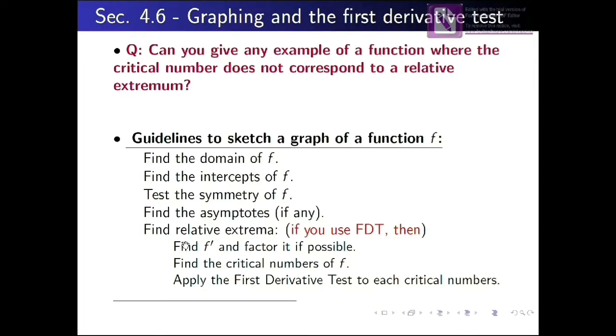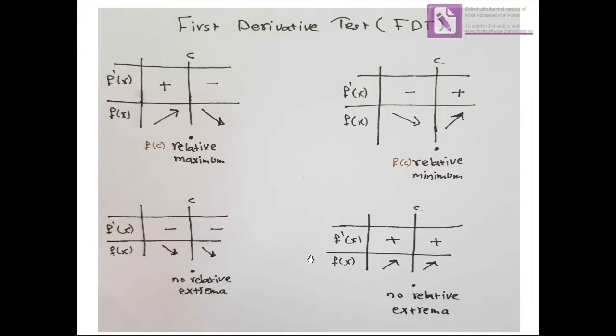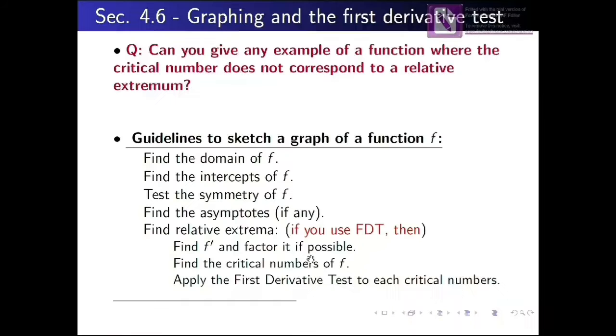Then we need to find relative extrema using the first derivative test. First we need to find the derivative, then factorize the derivative, and find the critical numbers where the derivative is equal to 0 or the derivative does not exist. Then we apply the first derivative test to each critical number to know whether the function has a relative maximum or a relative minimum.